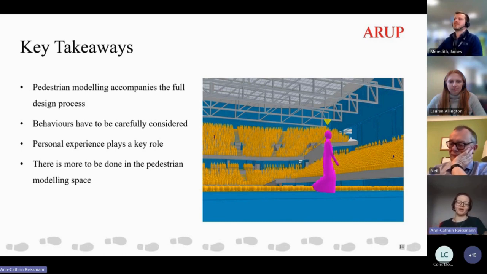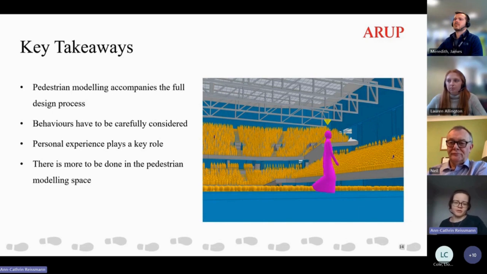So just having an understanding of how queues work and how they form and what people are likely to do in situations where there is not enough space is fundamental to getting a model like this to work and to represent reality accurately. And then lastly, whilst these models, as I said, 15,000 agents, everyone doing different things, different options and decisions, look quite advanced, there's still a lot to be done in the pedestrian modeling space.